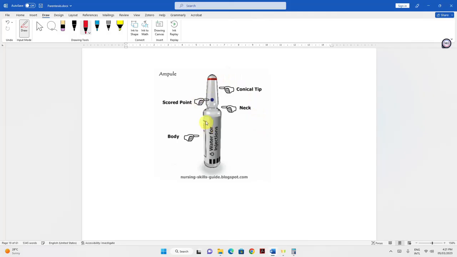This is the ampule. Most ampules, as you will see here, have a dot here. Okay, this is the body, this is the dot. Okay, this is the neck. Okay, and this is the conical tip. Now this dot is important because beneath it on the neck there is a score. Of course, the dot is there to tell you that beneath it there is the score, and that's the point where you need to apply pressure in order to break the ampule.